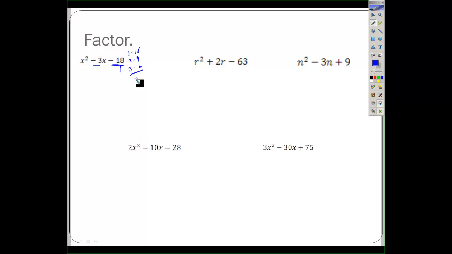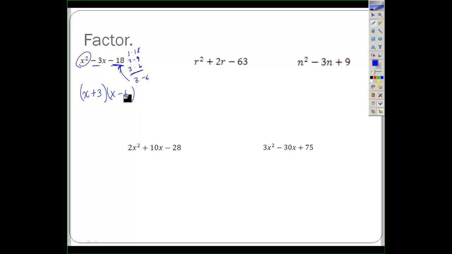So I'm going to multiply 3 times -6. I know that equals -18, and I know that 3 plus -6 equals -3. To factor, I'm going to start with my two parentheses. Because I have x squared in the front, I'm going to put x at the beginning of both of them, because I know x times x will equal x squared. In the back, I'm going to put a +3 and a -6, and I've factored the expression.